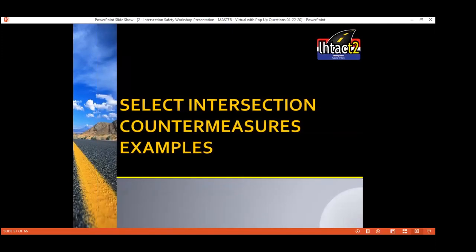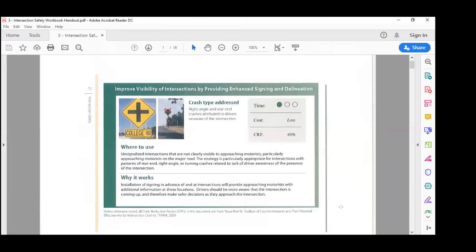So what I'm going to do is go over, and I'm not going to go through each one of these because we would be here for quite a long time. But I'm going to share with you a little workbook that has been put together. And again, it just points out some of the crash types that are being addressed and some of the common things.